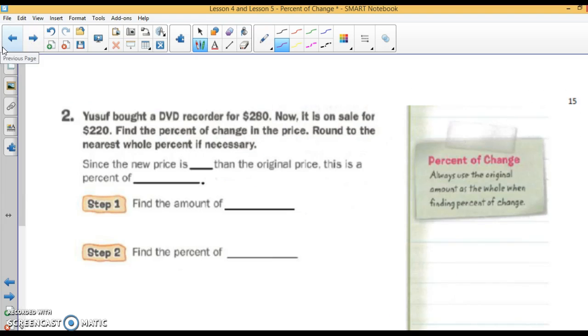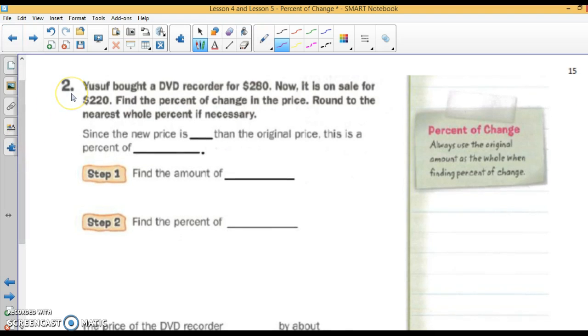All right. Youssef bought a DVD recorder for $280. Now it is on sale for $220. Find the percent of change in this price. All right. So, again, we're going to do our percent proportion. So, percent over 100 equals our part, which is the difference, divided by the original, which is the whole.